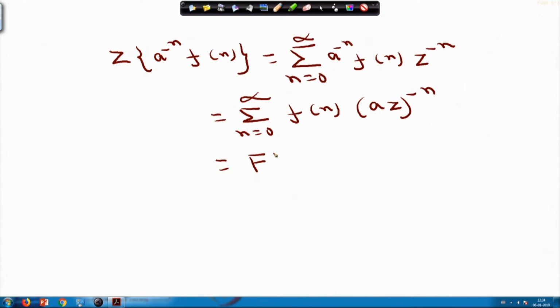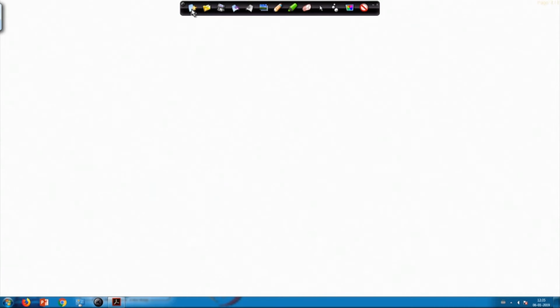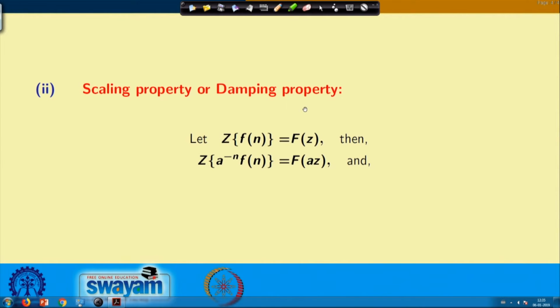So I can write that it is F of a z, obviously for convergence modulus of a z should be greater than 1. Therefore, we are saying that it is capital F of a z, where capital F is the Z transform of the function. Therefore, the proof is complete, that is Z transform of a to the power minus n f n equals F of a z, where F of z is the Z transform of the function f n.